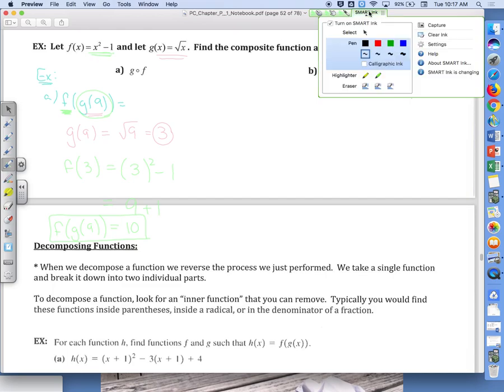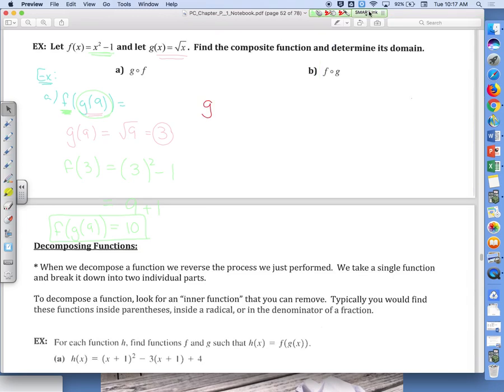Let's try one more of these. So let's look at g of f of 2. We'll start inside here, f of 2. Go to your function x. We're going to take out the x and replace it with 2. 2 squared is 4 minus 1 gives us 3.